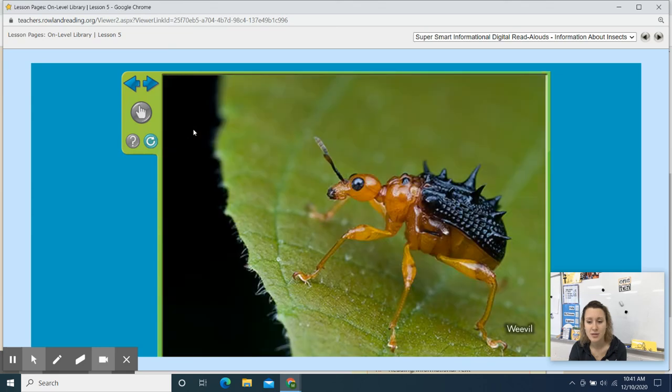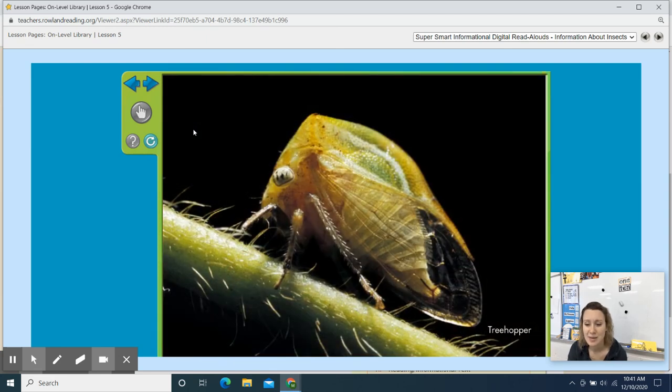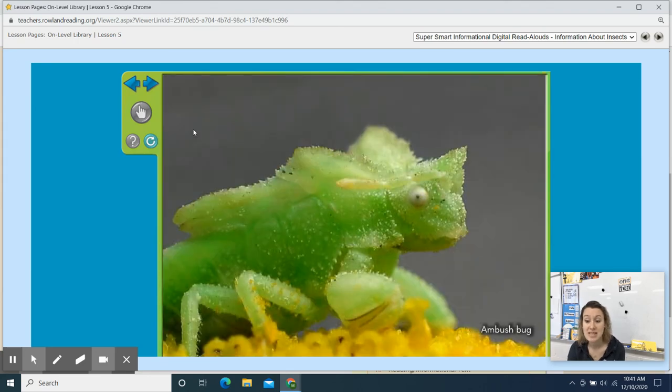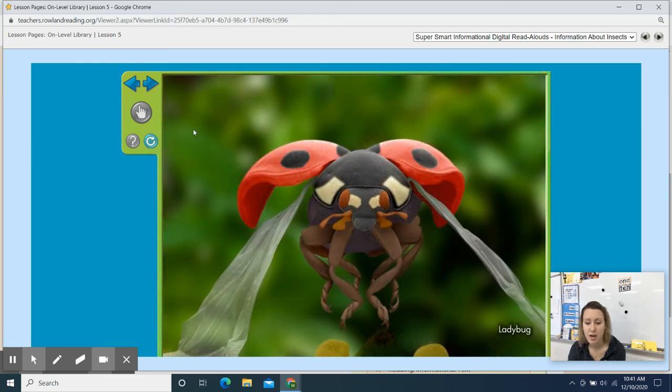That's beautiful. That's a weevil. Look, it's pokey. Those are called giraffe weevils. Look at their long necks. That's a tree hopper. I've never seen one. That's an ambush bug. Looks like a chameleon, huh? That's a different kind of moth, a Polyphemus. Ladybug.